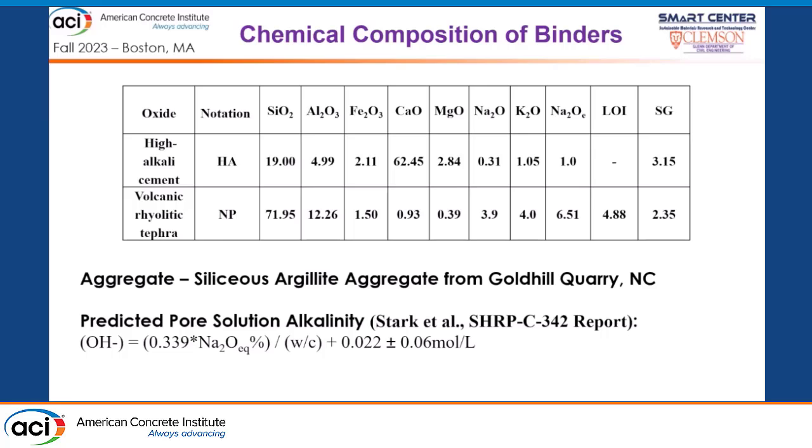For the specific expansion data I'm going to show, we've used a high alkali cement for the standard test, and also a pozzolan of choice to make a point on the alkali release, which has been a subject of a lot of previous talks: a volcanic natural pozzolan. And if you notice, the sodium oxide equivalent content of this volcanic material is very high, about 6.5%.